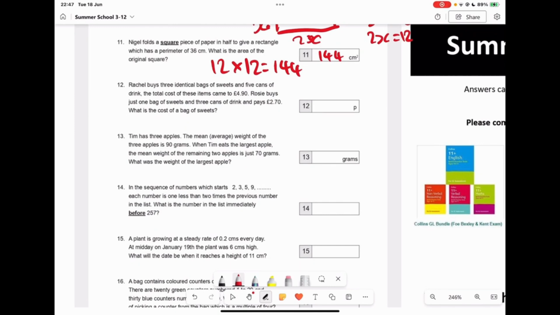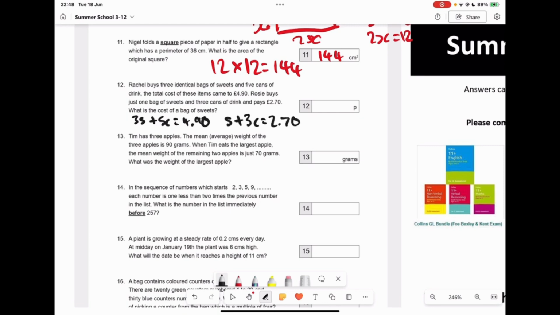Okay, question 12. Rachel buys 3 identical bags of sweets and 5 cans of drink. The total costs £4.90, and then Rosie buys just 1 bag of sweets and 3 cans and pays £2.70. So what's the cost of a bag of sweets? Okay, so how we can do this is we can write out a method. So 3 sweets and 5 cans costed £4.90, and then 1 bag of sweets and 3 cans will be £2.70.